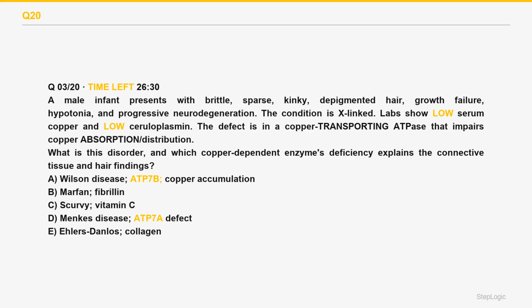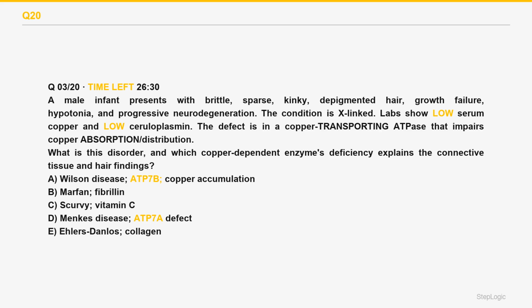What is this disorder, and which copper-dependent enzyme's deficiency explains the connective tissue and hair findings? A male infant presents with brittle, sparse, kinky, depigmented hair, growth failure, hypertonia, and progressive neurodegeneration. The condition is X-linked. Labs show low serum copper and low ceruloplasmin. The defect is in a copper-transporting ATPase that impairs copper absorption and distribution.